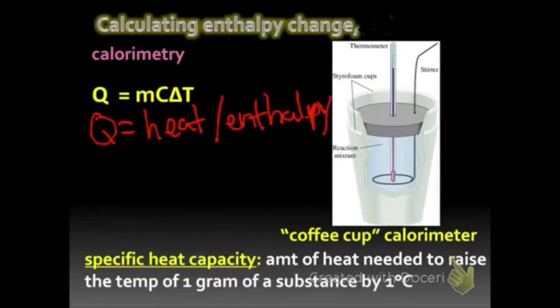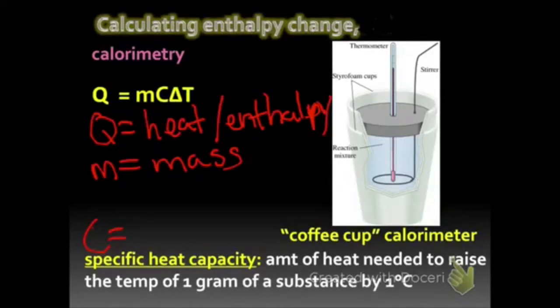We got mass, which is the M. We've got something new. We got C. This is a different C. This isn't our speed of light. No, this is a capital C, which is called the specific heat capacity.